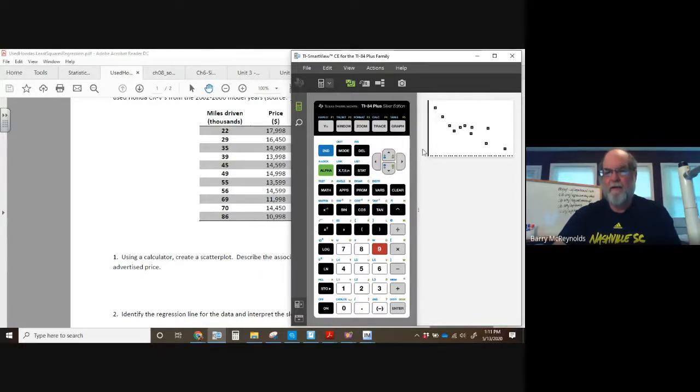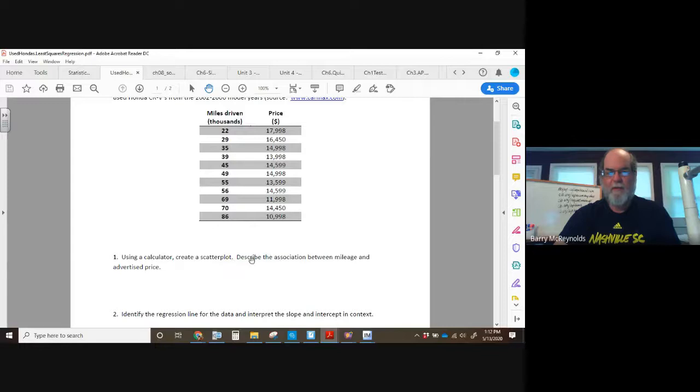And then if I hit the trace key, then you can see the first data point, X is 22 and Y is 17,998. And if I move over to the next data point, it's the next point down in the table, 29,000 miles driven and a price of 16,450. So you can see the scatter plot there. So what we're asked to do here is describe the association.